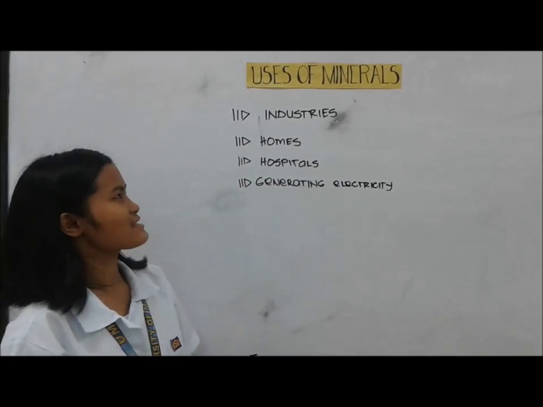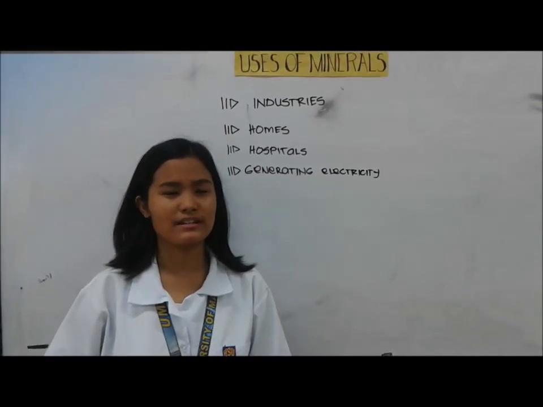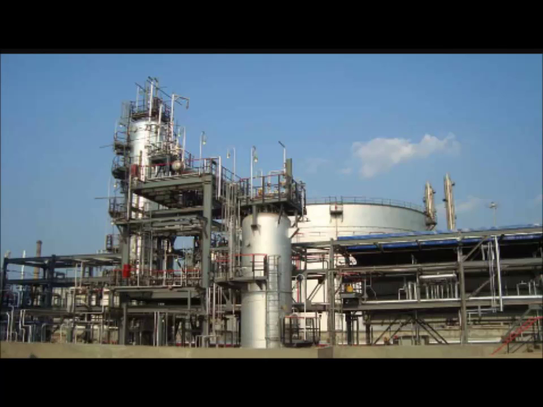Uses of minerals. First, minerals are used in industries. An example of this is calcite. It is used as building stone or construction material. Another is limestone, used as crushed stone in road construction, for ballast in rail cars, and for the manufacture of cement.